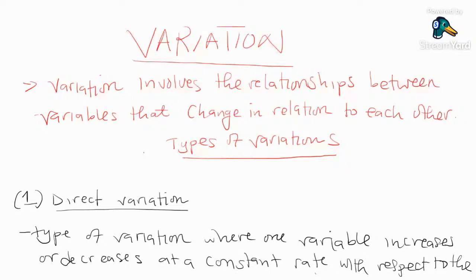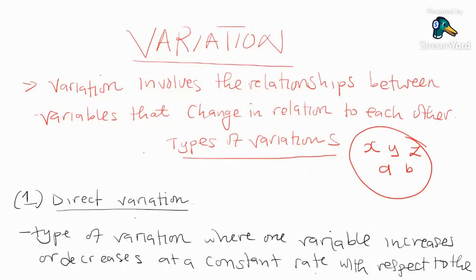Anyway, the types of variation that are there, we have what we call direct variation. For the variables, you are looking at any letter of the alphabet. It can be X, Y, Z, A, or B. These are called variables.